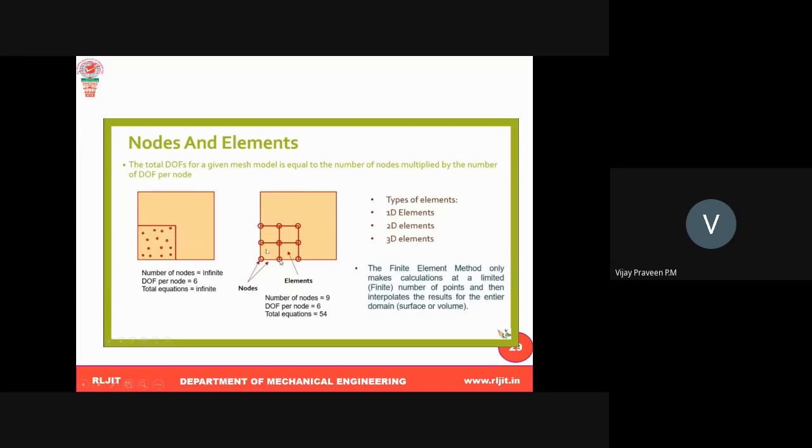Come to the second one. Same boundary, I divided it into a number of pieces. I divided it into 4 pieces, so you get 3 plus 6 plus 9, in total 9 nodes. The 4 elements are connected with 9 nodes. Degree of freedom again I gave as 6 per node. Therefore, what is the total number of equations? 9 into 6 becomes how much? 54. Therefore, the total equations required for this case is 54.